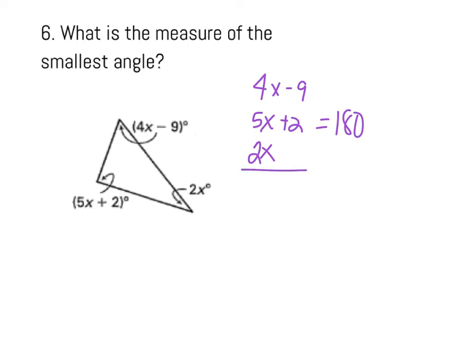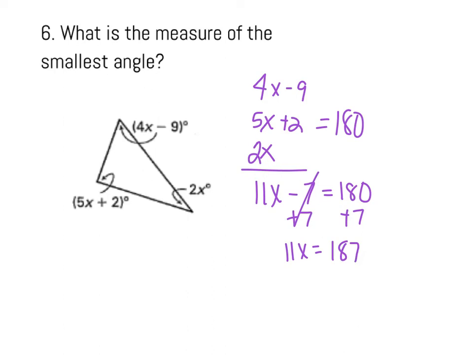So 4 plus 5 is 9, 9 plus 2 is 11x. A negative 9 and a positive 2 have different signs, so I'm going to subtract to get 7. I have more negatives, so that's going to be a minus 7, and that all equals 180. Now I'm going to add 7 to both sides. Since this is a minus 7, I have to do the opposite. I'm left with 11x equals 187. Divide both sides by 11, and I get x equals 17.